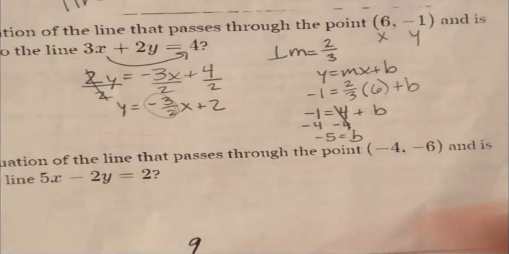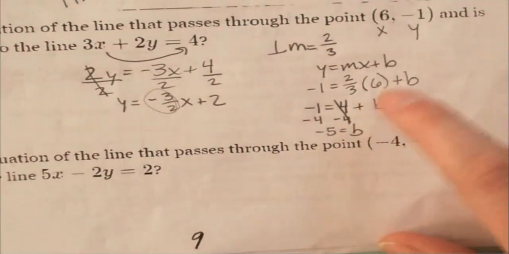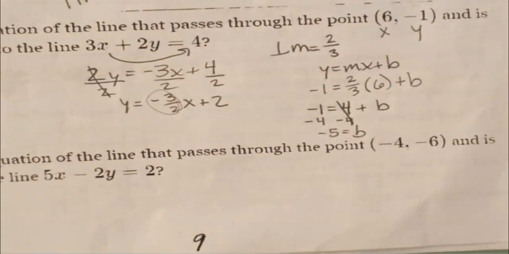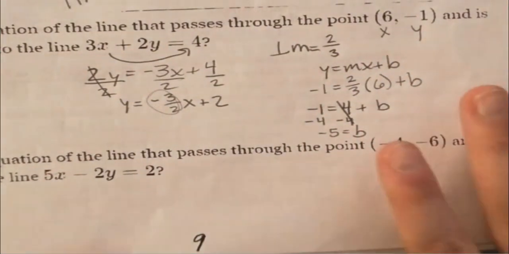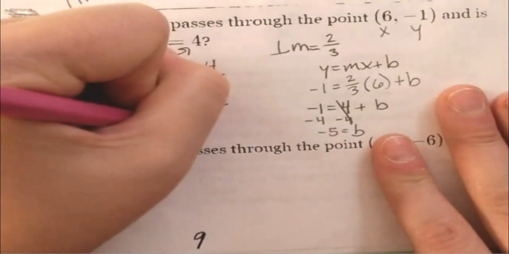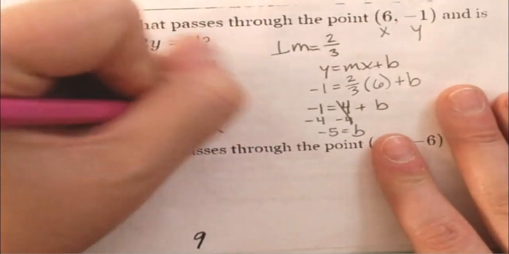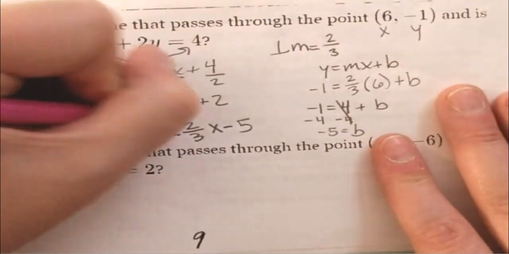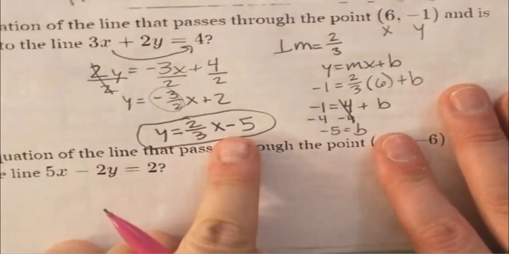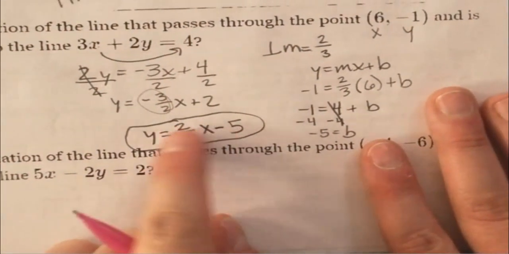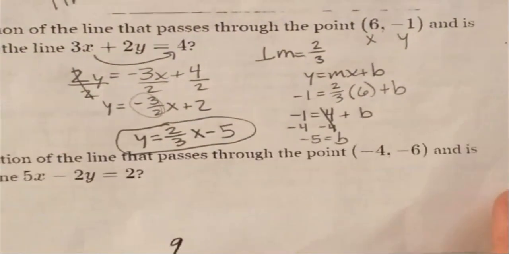And then make sure you don't just write in the slope or just write in what the b value is. It's asking for the equation of the line. So y equals our slope times x, and then we put our b. So it's a negative 5, so you say minus 5.